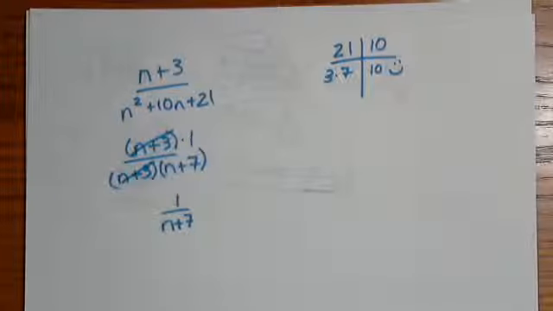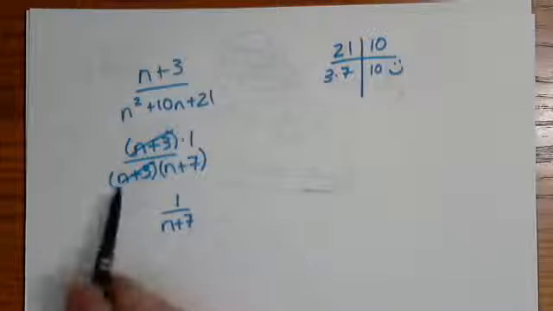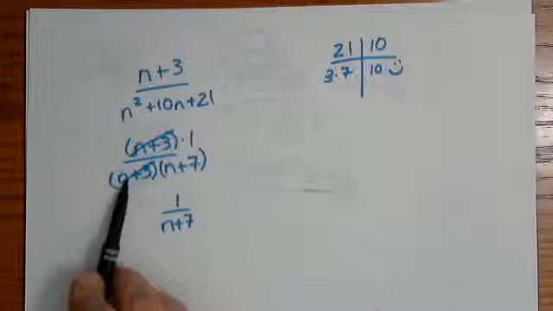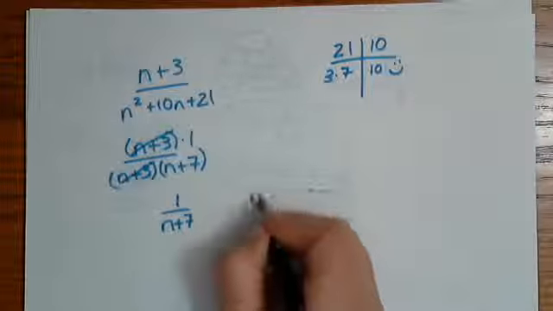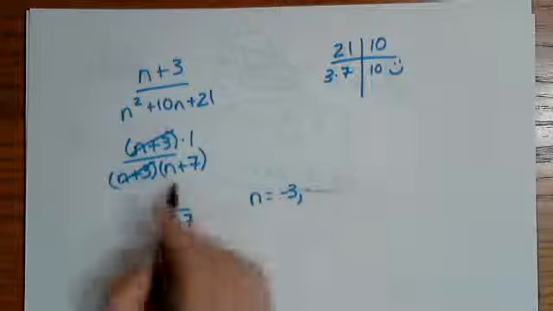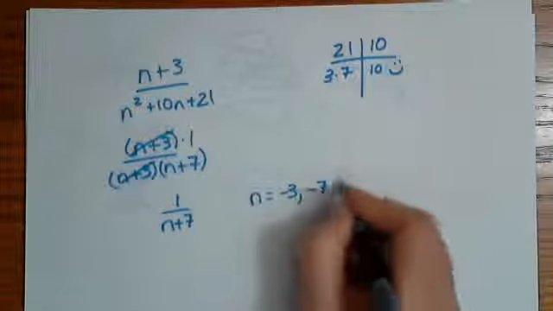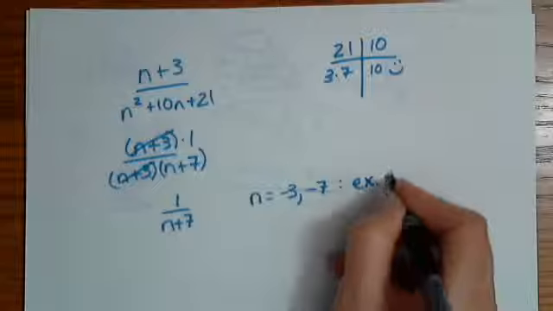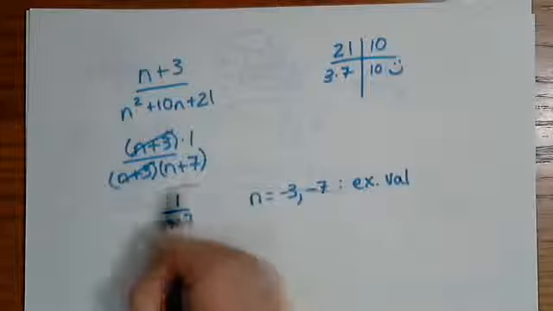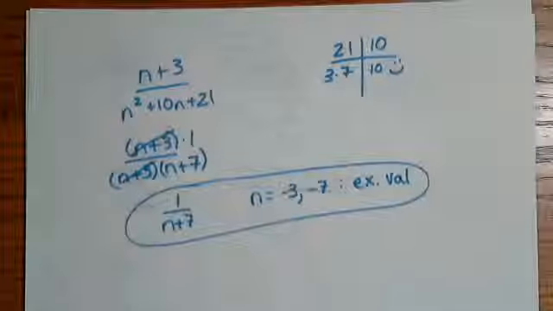Okay, again, we have to look for those excluded values. The excluded values are going to be when n is equal to negative 3, n equals negative 3 or negative 7, and those are going to be the excluded values. And that is the entire answer to that problem.